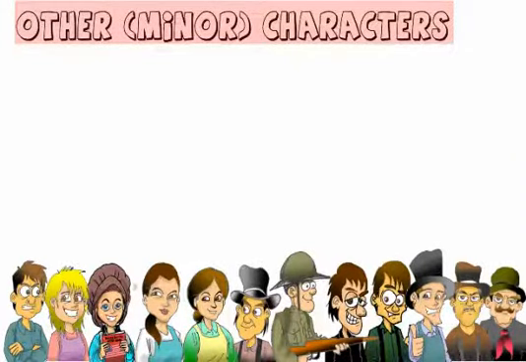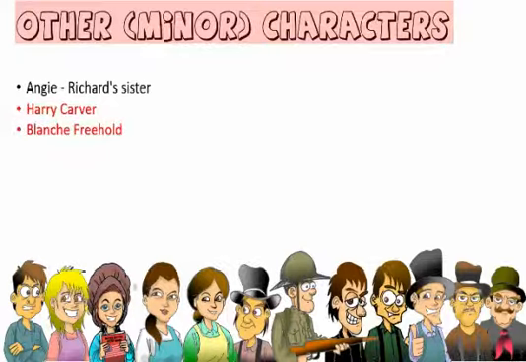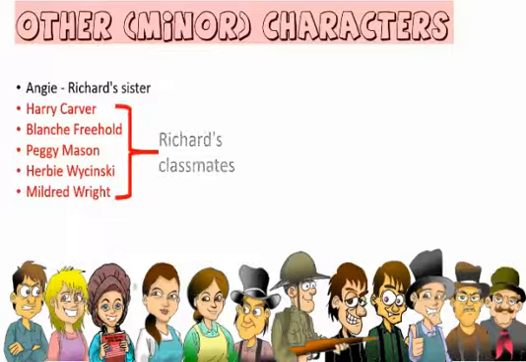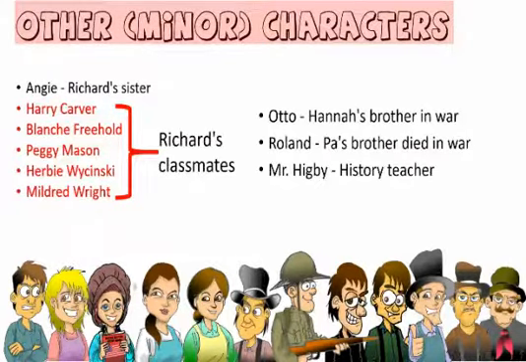And we also have other minor characters. For example, Angie, Richard's sister, Harry Carver, Blanche Freehold, Peggy Mason, Herbie Wichinski, and Mildred Wright. They are Richard's classmates. We also have Otto, Hannah's brother in war. We also have Roland, Hana's brother who died in war. Mr. Higby, the history teacher.